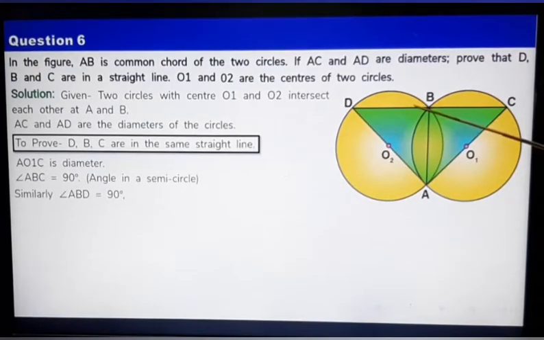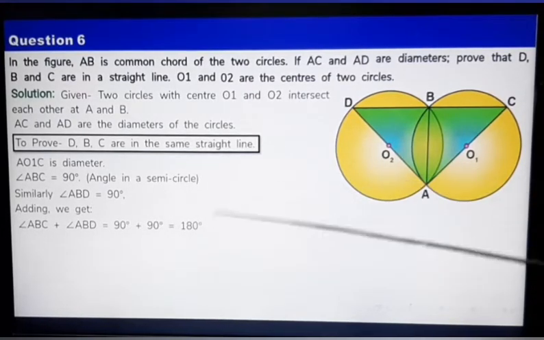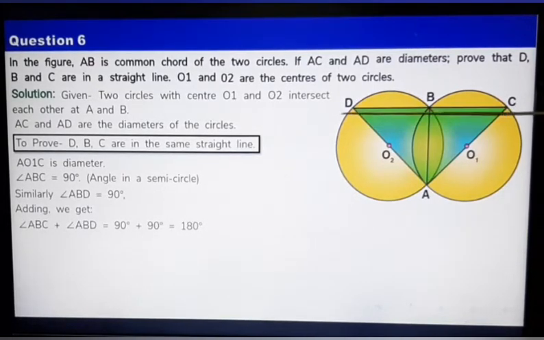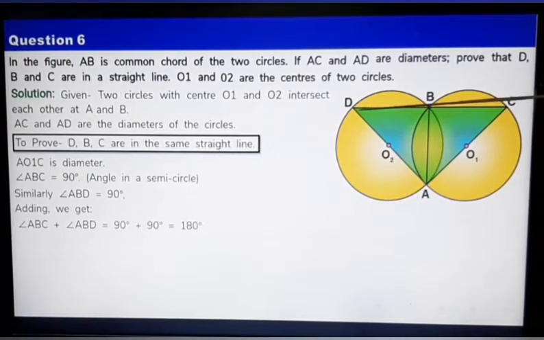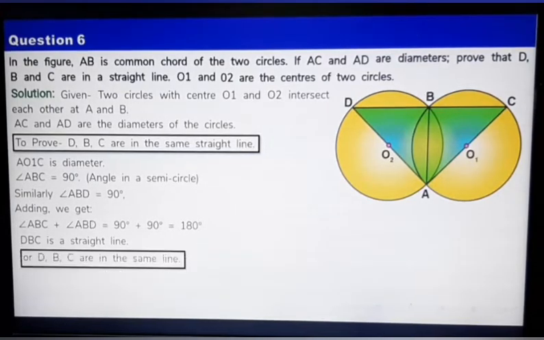Now let me add these angles, ABD and ABC. Adding them, I get 90 plus 90, which is 180 degrees. Now 180 degrees is also known as a straight angle. So this angle is a straight angle, because when these two are added I get 180 degrees. That means this is a straight line. So that's why DBC is a straight line, which means all these points, D, B and C, lie on the same straight line. So pause the video to note down.